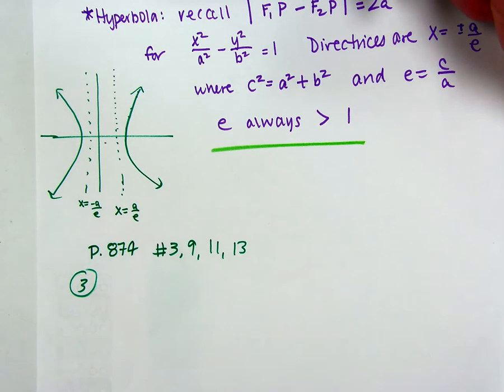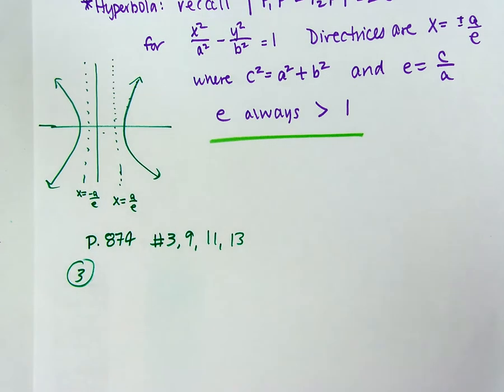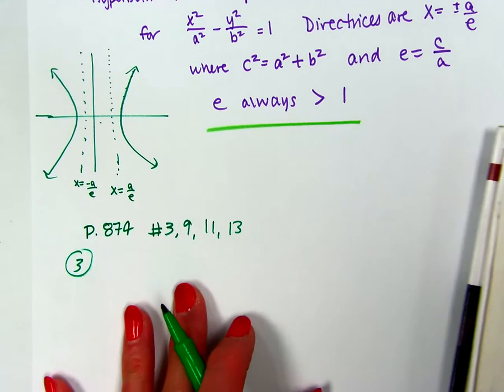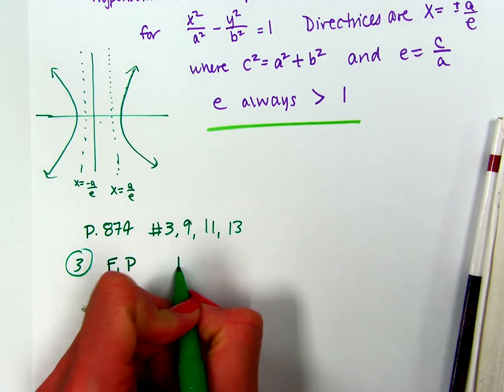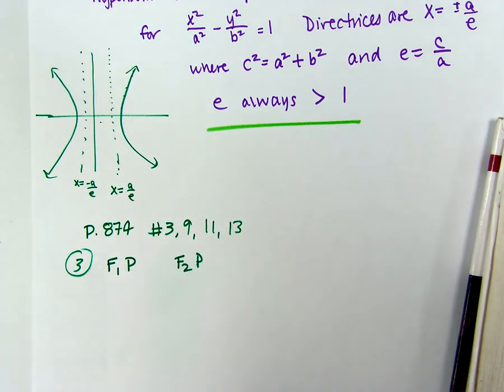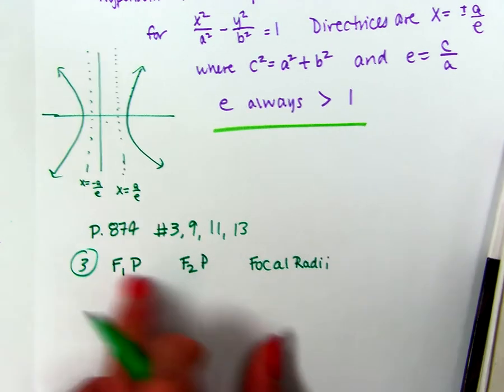All right, so problem number 3 gives you an equation of an ellipse and it says, given an ellipse and a point P on the ellipse, find F1 to P and also find F2 to P, which is the lengths of the focal radii. That's what these two distances are.